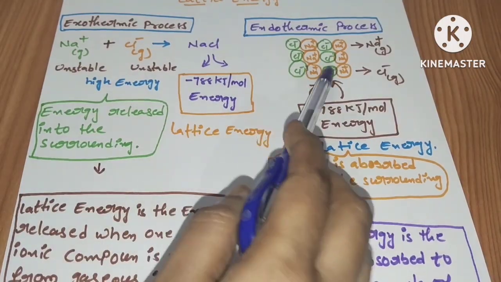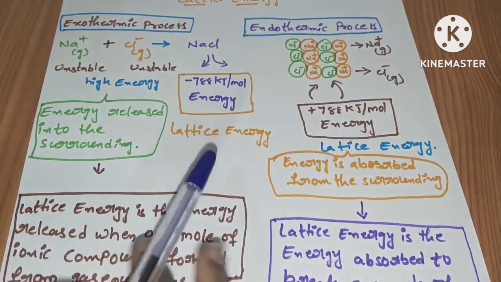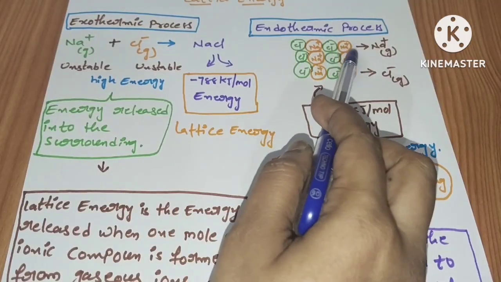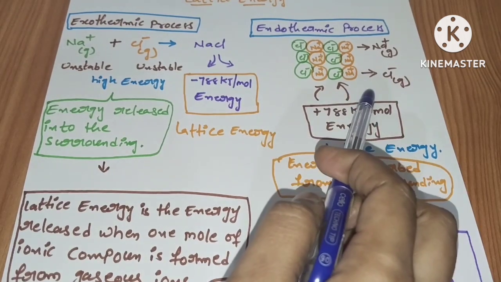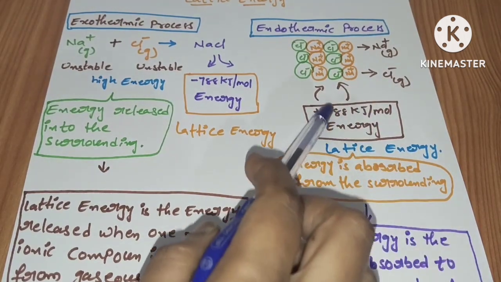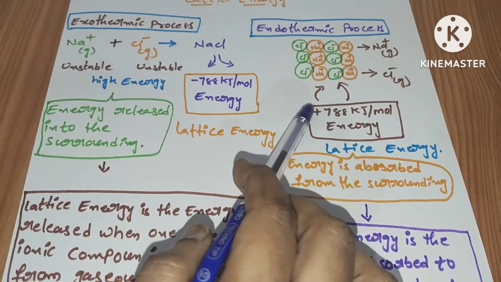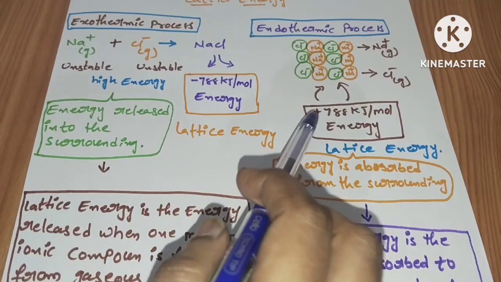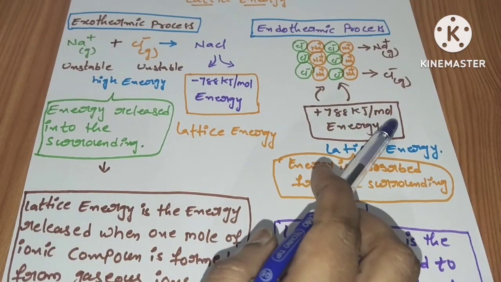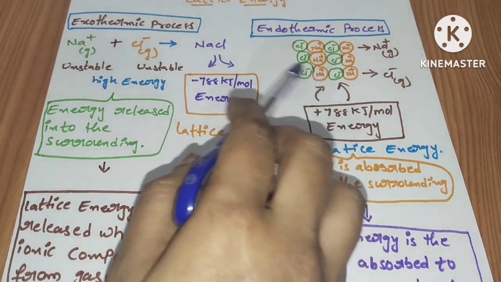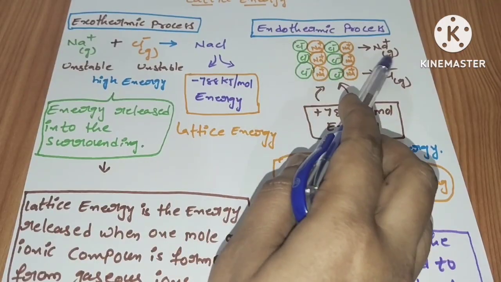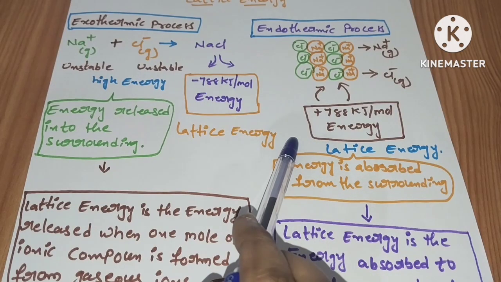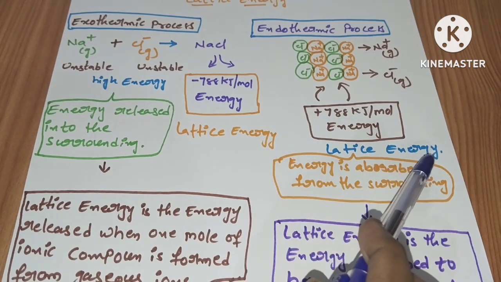Secondly, this is the three-dimensional structure of sodium chloride. Now we will break this three-dimensional sodium chloride into sodium ions and chlorine ions. I will give the same amount of energy which it has already released into the surroundings. It means I will give plus 788 kilojoule per mole energy to this structure to break it into sodium ions and chlorine ions. Remember that this energy is also called lattice energy.